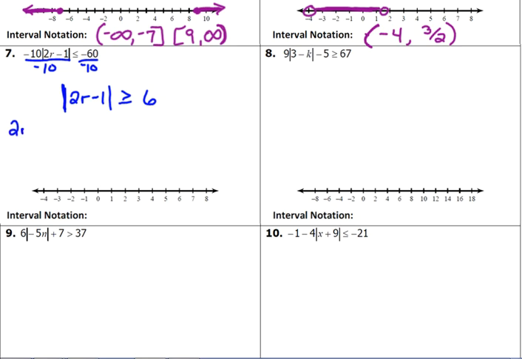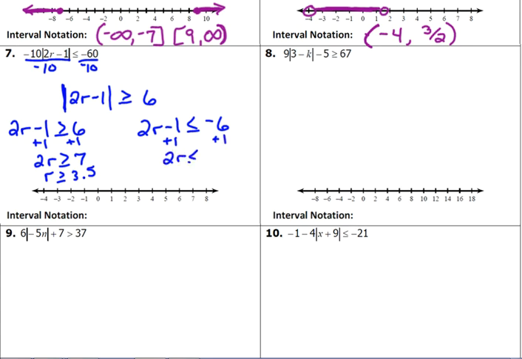Okay, so two cases, 2r minus 1 greater than or equal to 6, 2r minus 1 less than or equal to negative 6. Add 1, 2r greater than or equal to 7. Divide by 2, r is greater than or equal to 3.5. Add 1, 2r less than or equal to negative 5. R is less than or equal to negative 2.5.